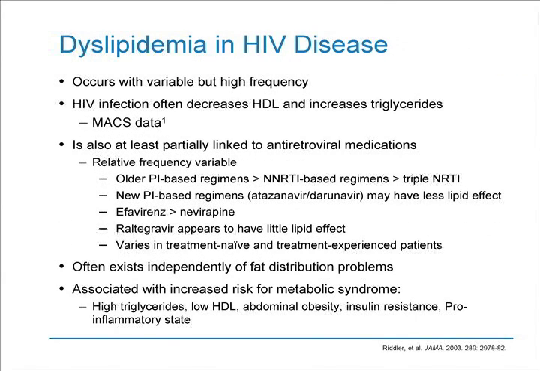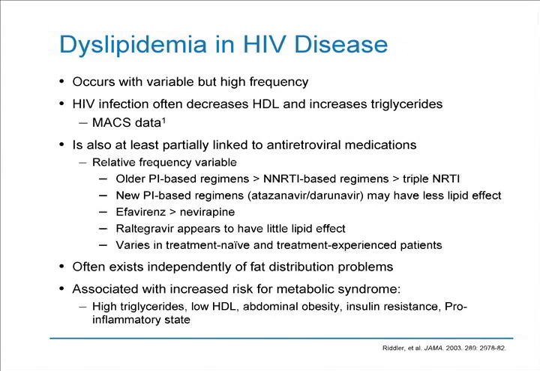Dyslipidemia has been a hot topic in the field for over a decade. A study from the MAX cohort showed that HIV infection itself decreases what's felt to be the protective HDL levels and increases triglycerides. Some of the older protease inhibitor based regimens seem to have more lipid problems, not seen so much in some of the newer protease inhibitor-based regimens using atazanavir, darunavir. Efavirenz appears to have more lipid problems than nevirapine. Raltegravir appears to have little lipid effect. So the population that you're looking at may have different responses to drugs. Usually treatment-naive patients have less lipid problems than treatment-experienced patients.